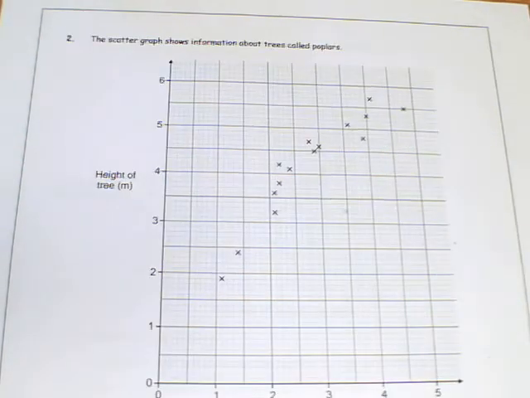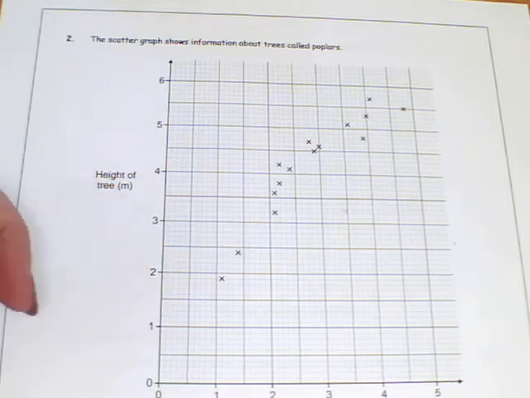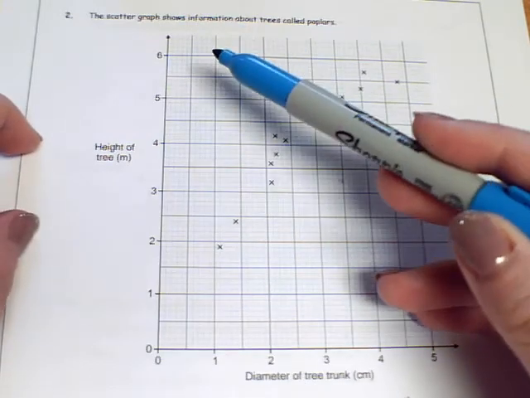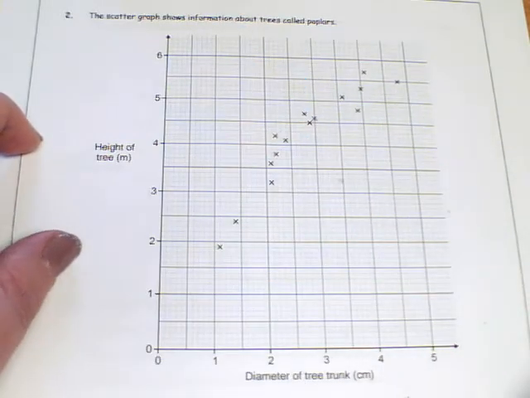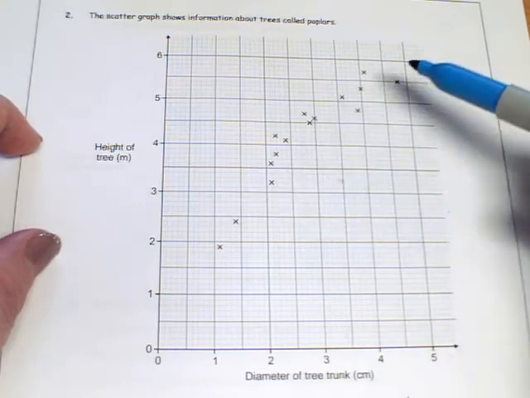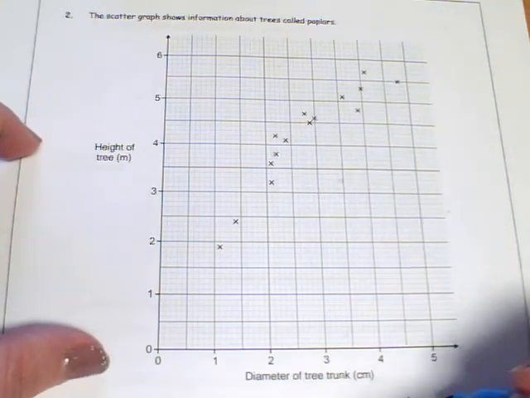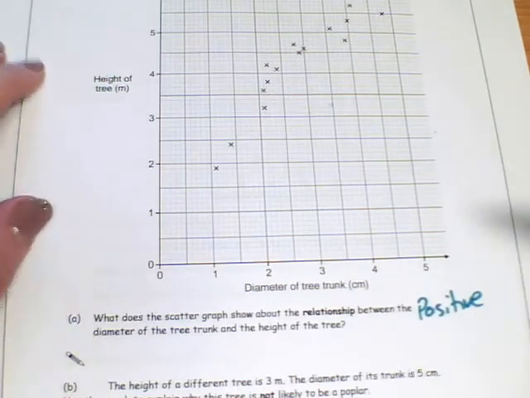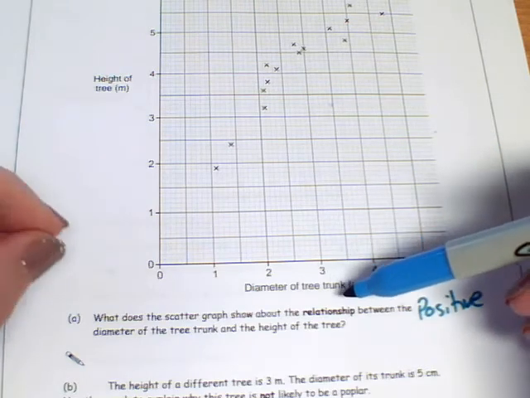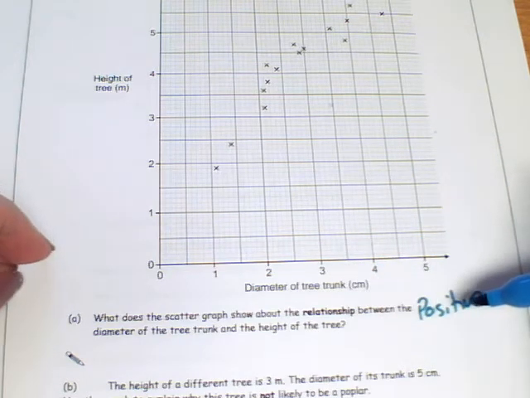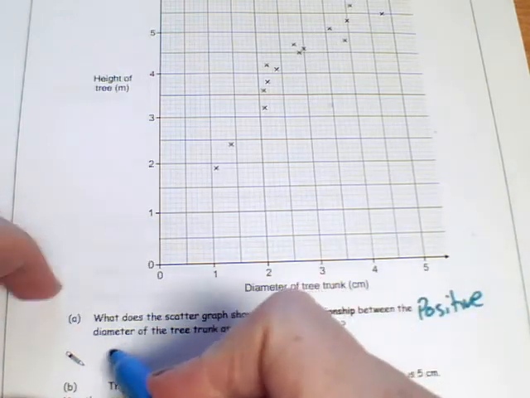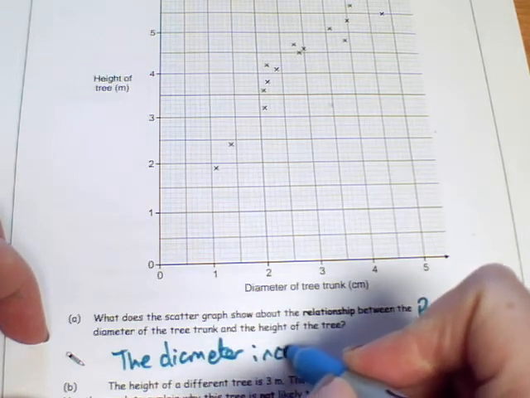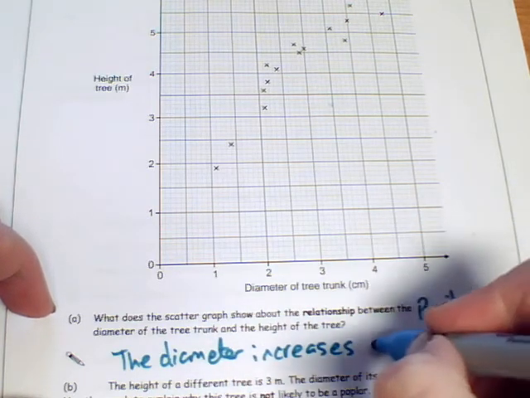So this graph is about poplar trees. Again, we're comparing the height of the tree with the diameter of the tree. As the height of the tree is increasing, the diameter of the tree is also increasing. So we've got a positive correlation. Now the difference here is this question asks you to describe the relationship. The relationship is the diameter increases as the height increases.